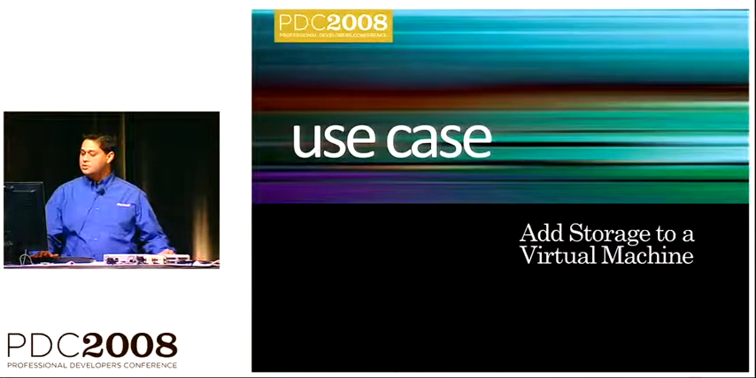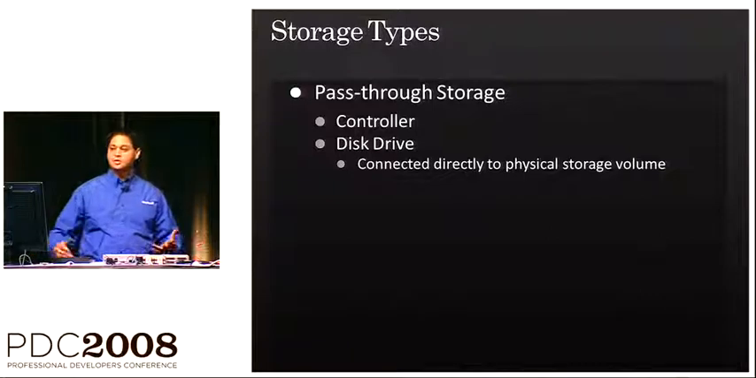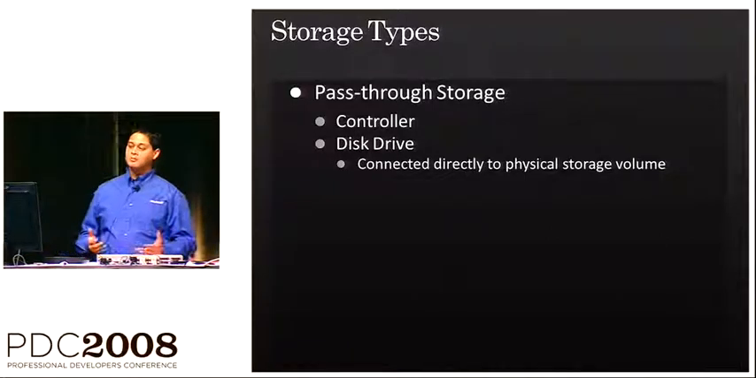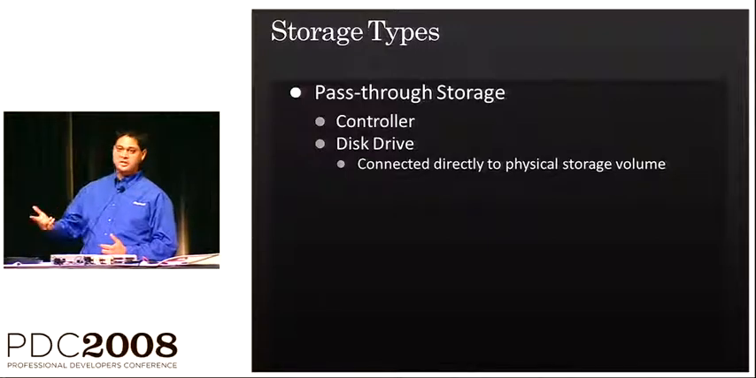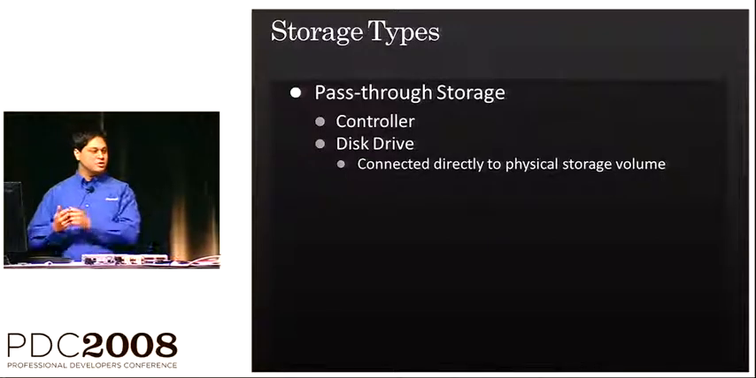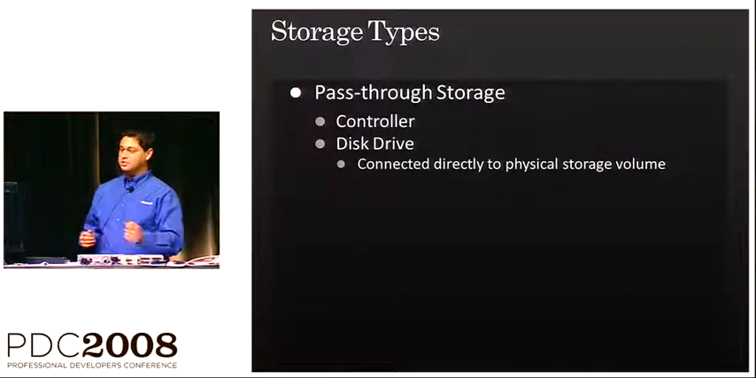So let's go through a use case real quick about how we can add storage to a virtual machine. Now there are two types of storage. First is pass-through. That involves two classes essentially. You've got a controller and you've got a disk drive. That disk drive is going to be directly connected down to a volume on your physical system.